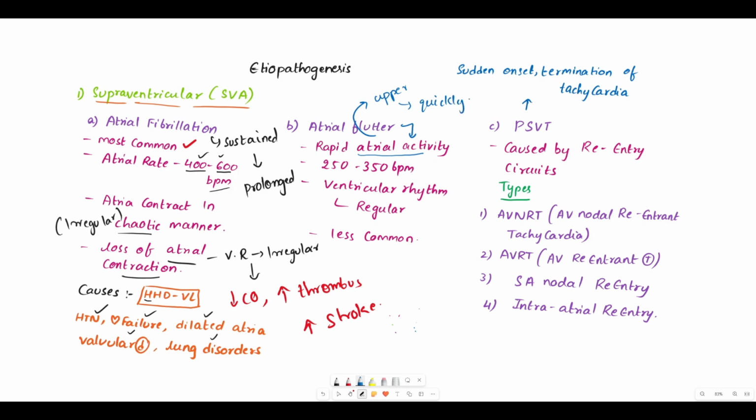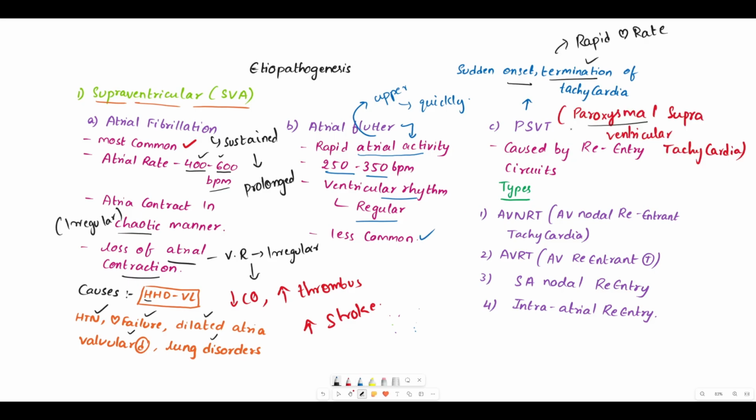So that's why this atrial flutter will happen. In this condition, the atrial rate will be 250 to 350 beats per minute. Coming back to the ventricular rhythm, in this condition it is regular. The ventricular rhythm in atrial flutter is regular. And this atrial flutter is less common compared to atrial fibrillation.